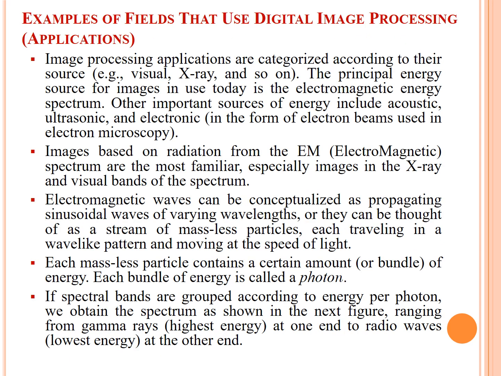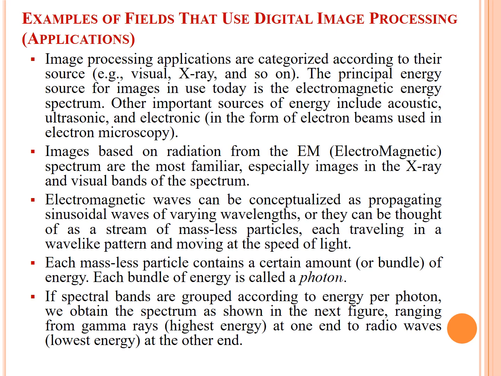Now we'll see some examples of fields that use digital image processing. Images can be categorized according to their source, for example, visual, X-ray, and so on. The principal energy source for images in use today is the electromagnetic energy spectrum. Other important sources of energy include acoustic, ultrasonic, and electronic. Images based on radiation from the electromagnetic spectrum are the most familiar.